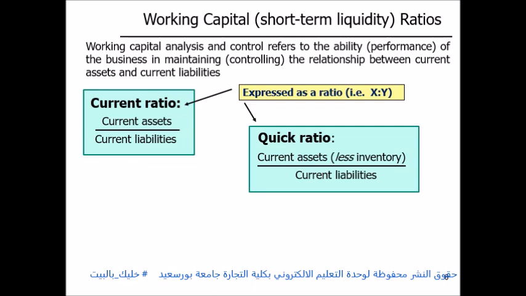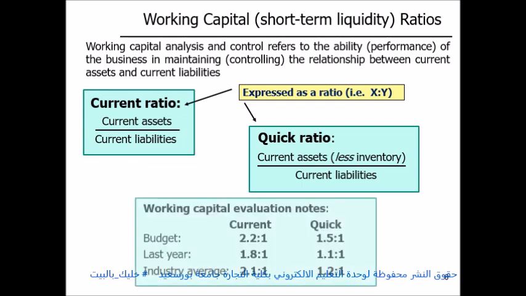The current ratio is equal to current assets divided by current liabilities. The quick ratio is equal to current assets less inventory divided by current liabilities. As we said before, we will have notes for each ratio, working capital evaluation notes, comparing with the budget, the last year and the industry average. So let's move to in-class exercise 3.